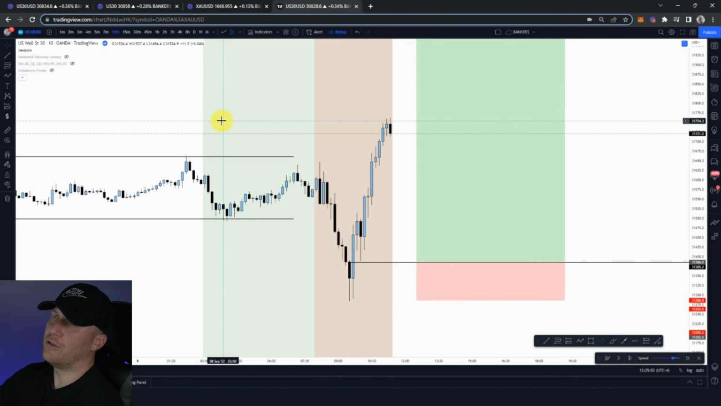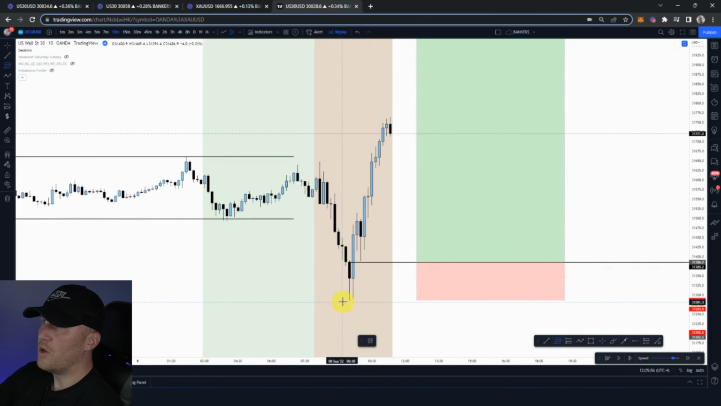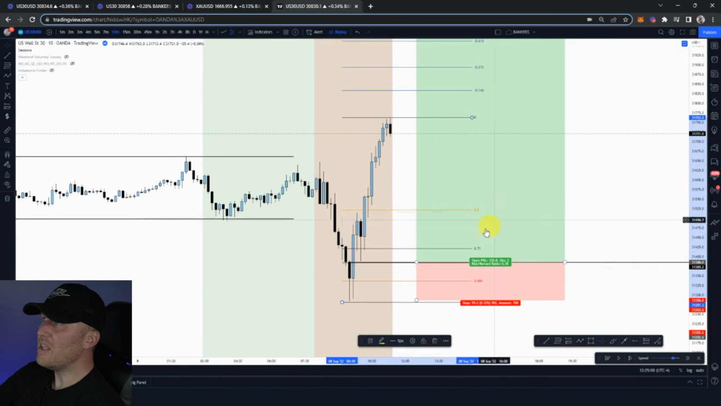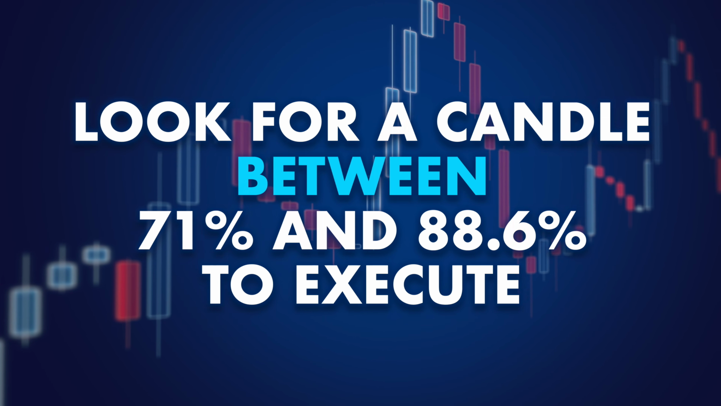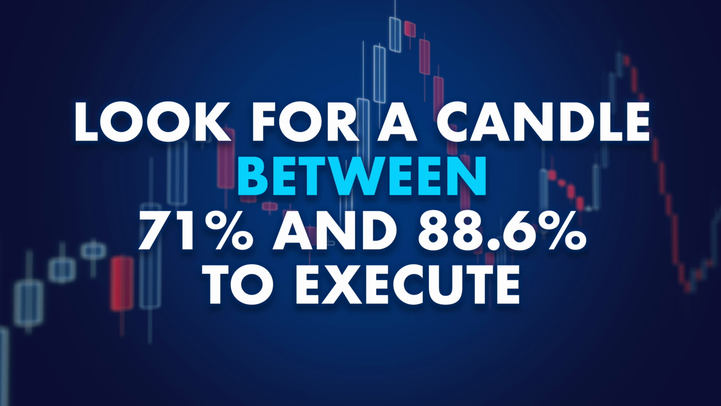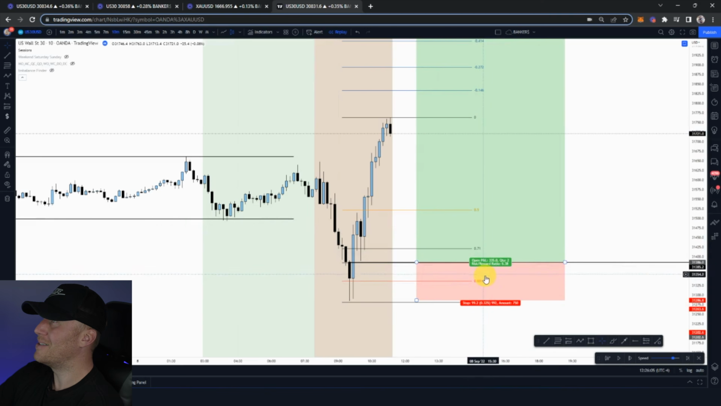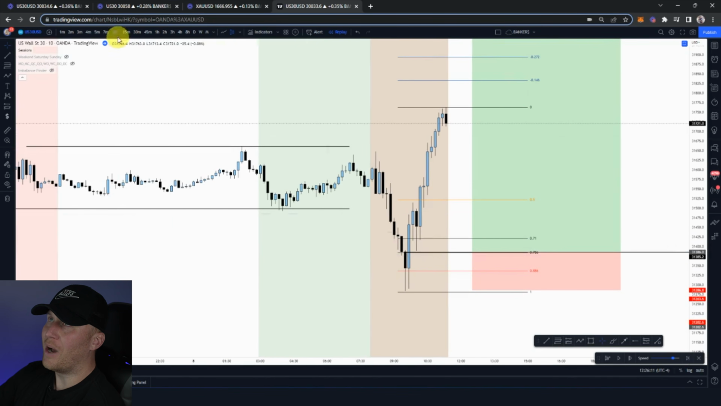Now we can put on the kill zone and label other areas too, right? With our fibs, we really want to be looking at a candle between the 71 and the 886. So the 88.6% and the 71%. That is where you want to find this candle pattern. And you might have to shop around.